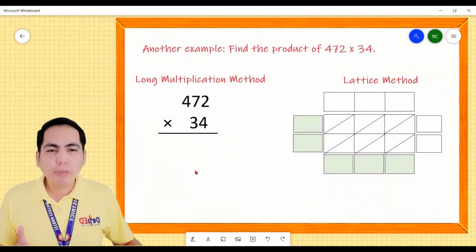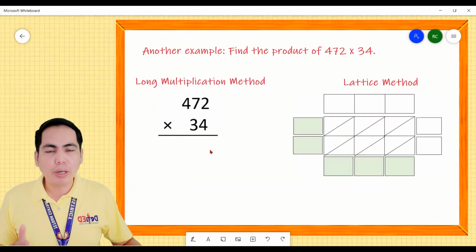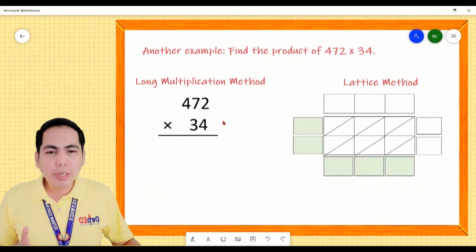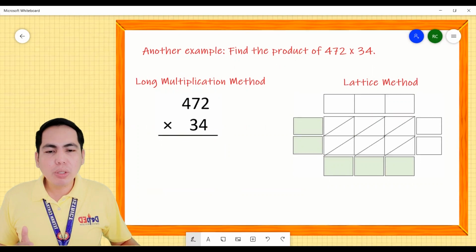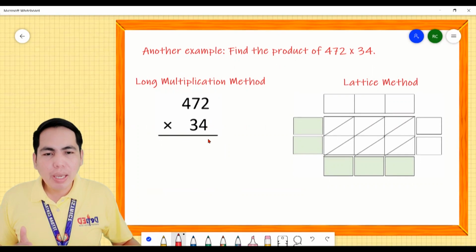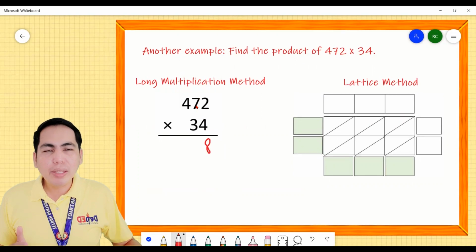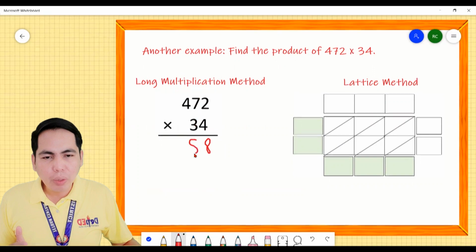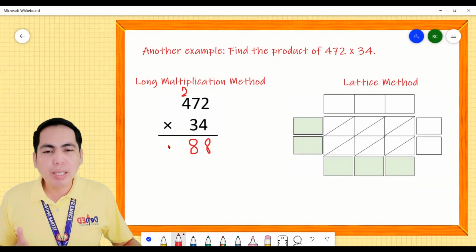We are going to find the product of 472 and 34, or 472 times 34. So, using the long multiplication method, we can start multiplying our ones. 4 times 2 will give us 8. So, 8. 4 times 7 is 28. So, we are going to write here the 8 and regroup the 2. 4 times 4 is 16, plus 2 is 18. So, we are going to write here 18.